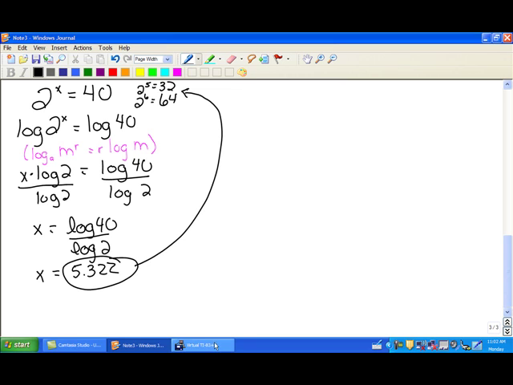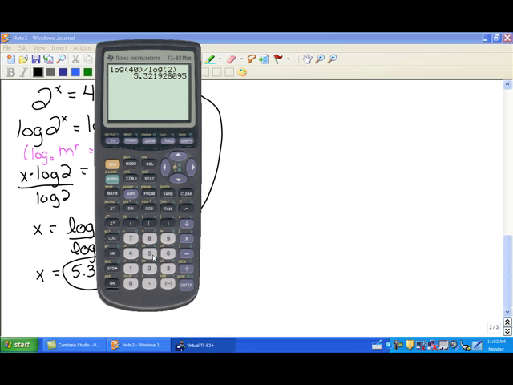To check our answer, if we plug that in, we can say 2 raised to the 5.322 power should equal 40. Notice it doesn't equal 40 exactly because we had to round. If you want to get the exact answer, we can punch the log of 40 divided by the log of 2 back into our calculator, get that exact value without rounding, and then say 2 raised to the answer, which you get by hitting second negative sign, and that's equal to 40. So you can check your answer that way.